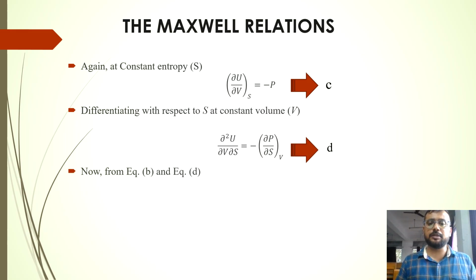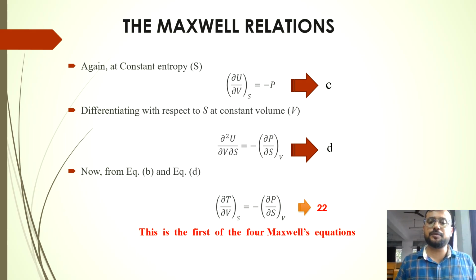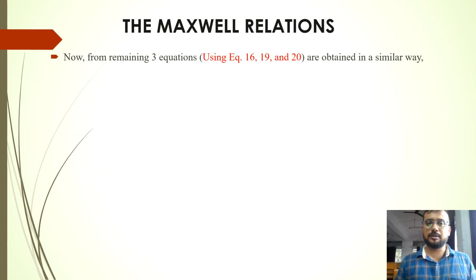Now from equation B and equation D, (∂T/∂V) at constant S is equal to minus (∂P/∂S) at constant V. Equation number 22. This is the first of the four Maxwell's equations. Now from the remaining three, using equations 16, 19 and 20, they are obtained in a similar way.